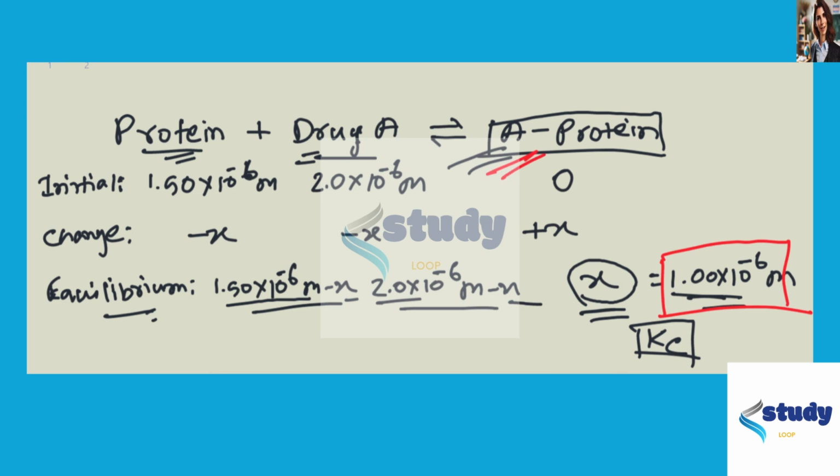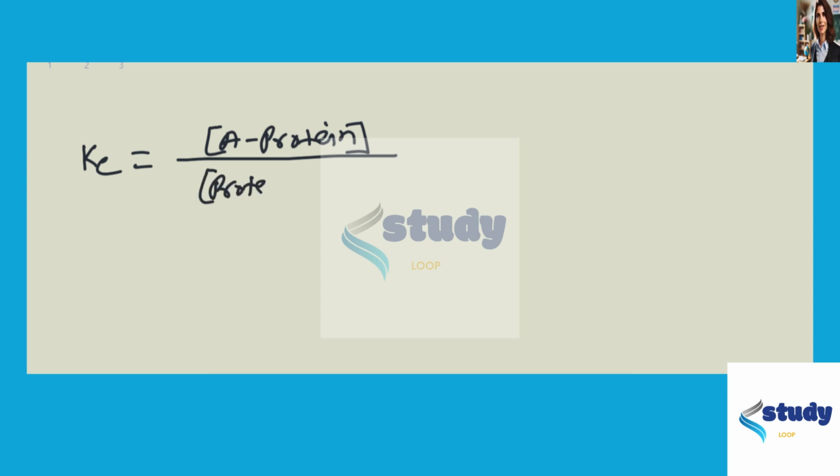As we know all the equilibrium concentrations, now we can find the Kc value for this reaction. As you know, the Kc value for the reaction will be the concentration of the product, that means the A protein complex concentration, over the reactant concentrations, which is the protein concentration times the drug A concentration.